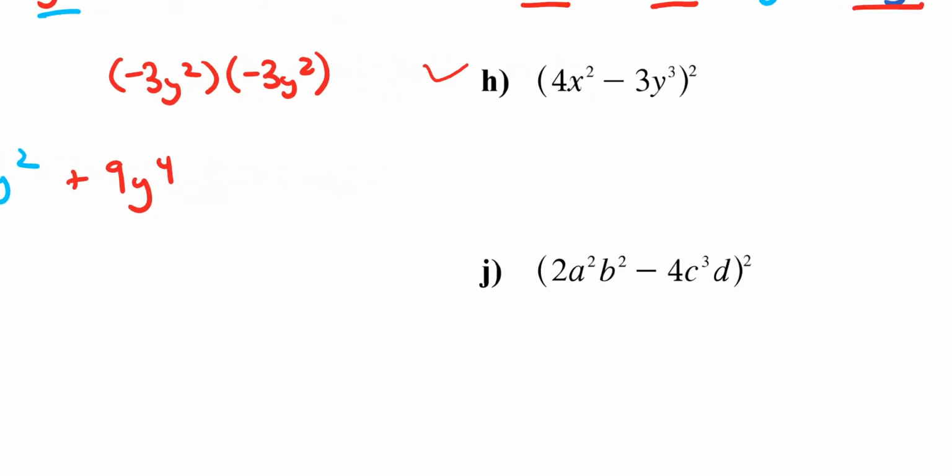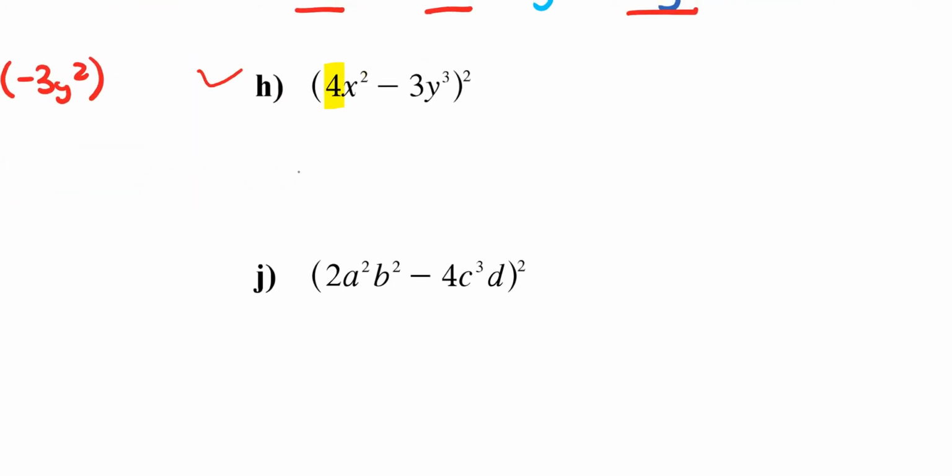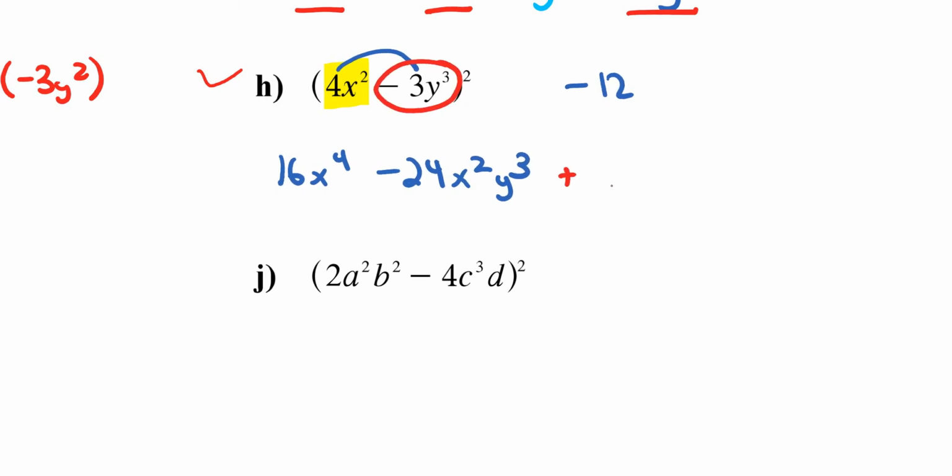Okay, let's move on to the last one here. 4x squared, if I square that, that's going to be 16x to the 4. 4 times negative 3, I'm thinking that's negative 12. How do I double that? Negative 24x squared y cubed. And finally, how do I square that? That's going to be positive 9y to the 6.